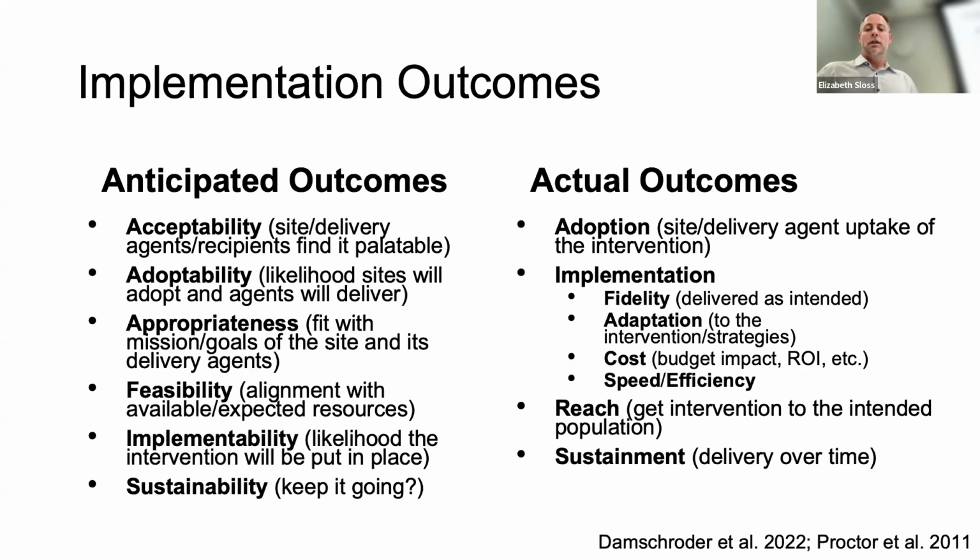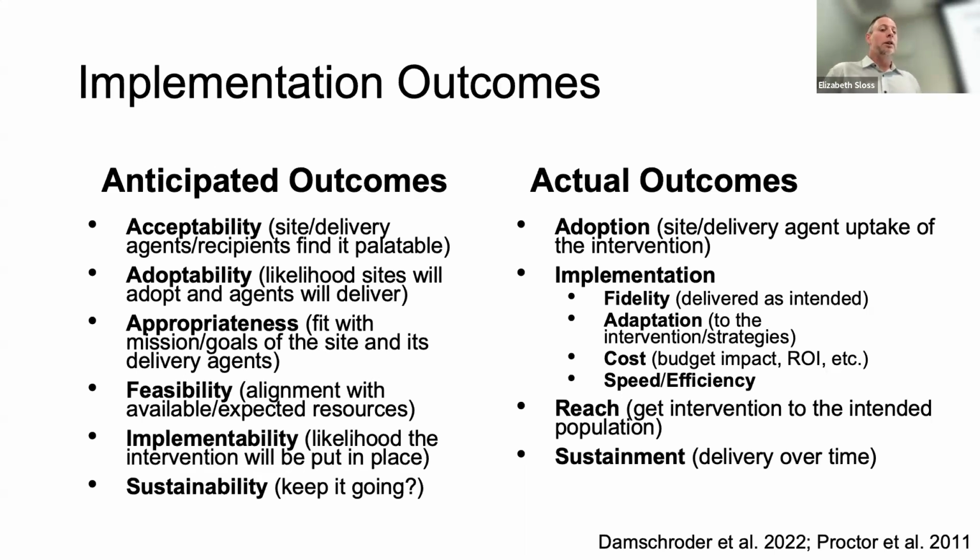So I really like this distinction that was made by Laura Damschroder in a 2022 paper, which is this difference between what they called anticipated outcomes, or what I also think about as perceptual or perceived outcomes, and then actual outcomes, right? Ones that have actual service delivery associated with them. So on our left-hand side of anticipated outcomes, we have things like acceptability, which is, does the site, delivery agents, or recipients of an intervention or an implementation strategy, don't forget this is a multi-level problem, do they find it palatable? Is it acceptable to them?